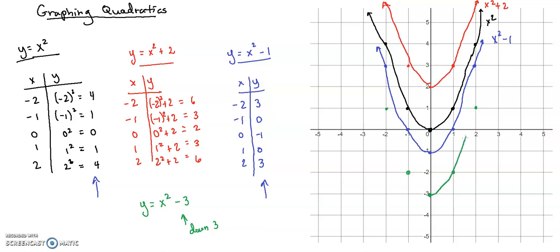So the idea is to try to move very quickly beyond having to plot points for every single function that we come across. And this one is really common, almost as common as linear, so we want to be comfortable with it. So the general rule is x squared plus c shifts up by c, and x squared minus c shifts down by c.